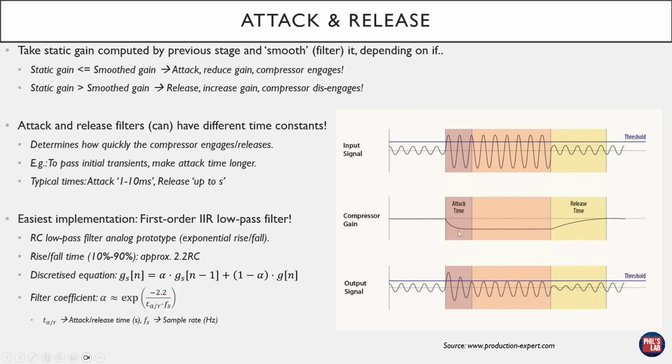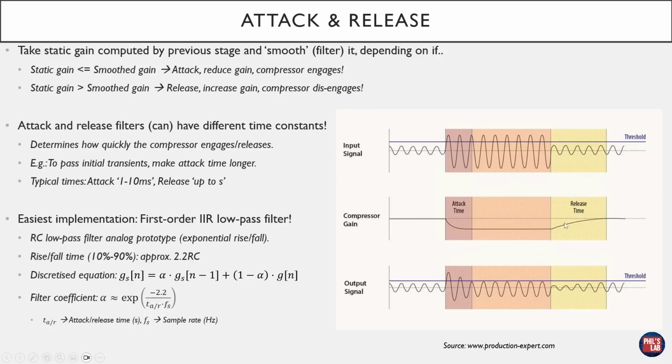This means we are in the attack region, and the compressor gain ramps down to a smaller value below unity, which in turn over time in this attack stage reduces the output signal amplitude. Then once the attack time has passed, the filter is no longer changing its output value, and we are still above the threshold in the input signal. After that time, the input signal goes back below the threshold, so the compressor should disengage, and we are in the release region.